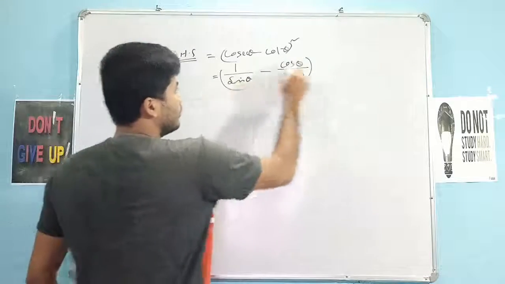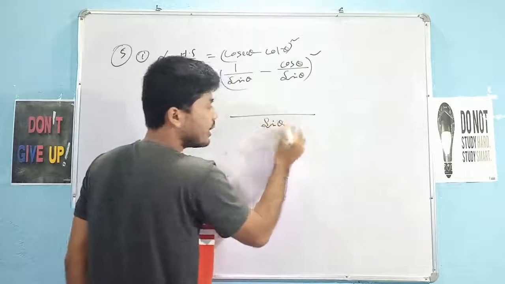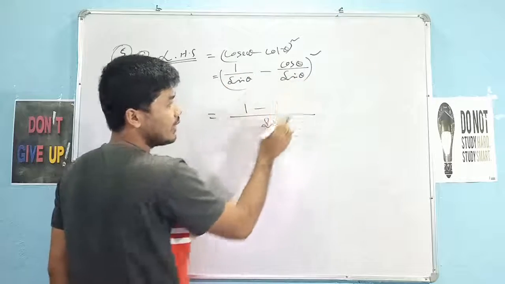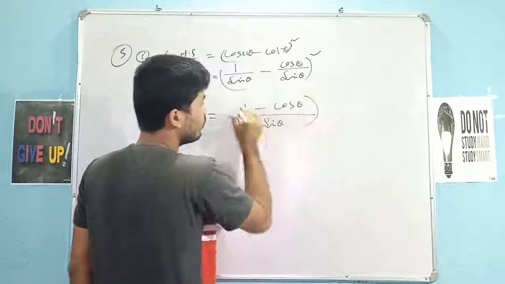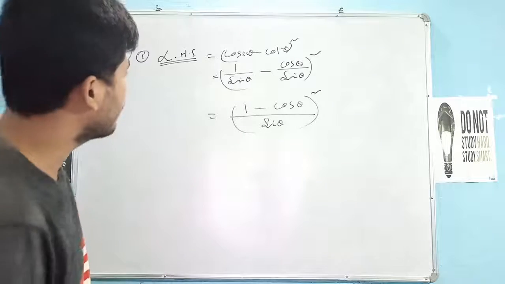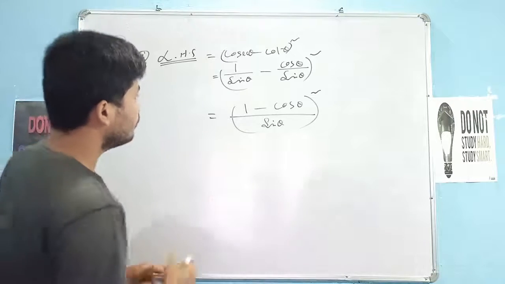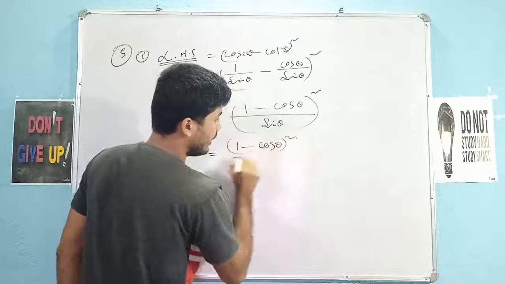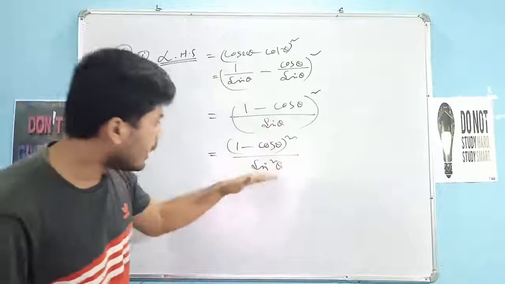Now take the LCM. Sin theta and sin theta, what is the LCM? Sin theta. Now divide sin theta by sin theta, that is 1, and 1 minus, sin theta by sin theta, 1 into cos theta, that is cos theta. Right? Is it okay? Okay. Now, what do we need to do? We can write it as (1 minus cos theta) whole square by sin square theta.